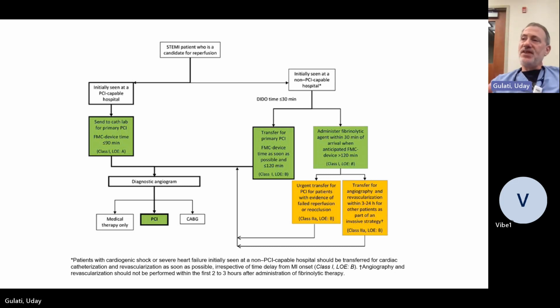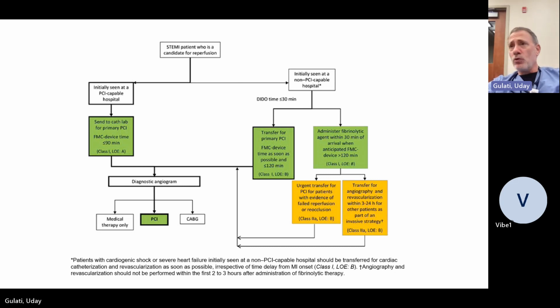Now, what if they go to a non-PCI capable hospital? How do we determine whether we're going to transfer those patients out, all right, or whether we are going to give them thrombolytic therapy and then manage them medically or transfer them out for a more elective procedure, all right? So the time then becomes 120 minutes, all right? So you want a door to balloon time, so door of the initial hospital to balloon time in the receiving hospital of less than 120 minutes. If you can't achieve that, then you want a door to needle time for thrombolytic therapy of less than 30 minutes.